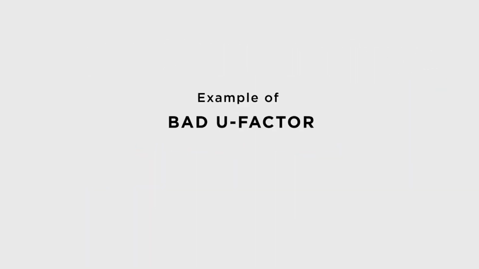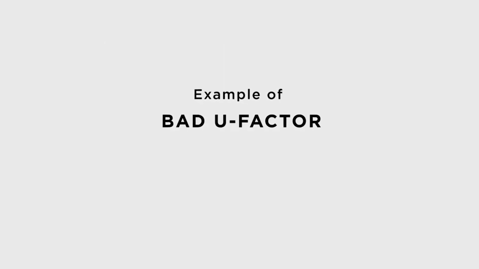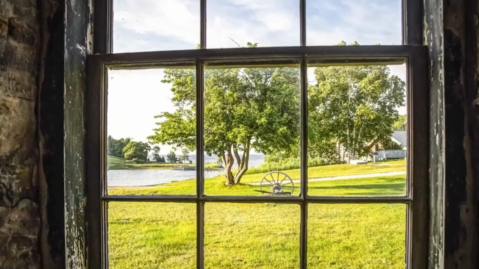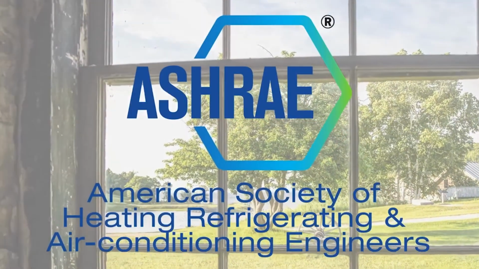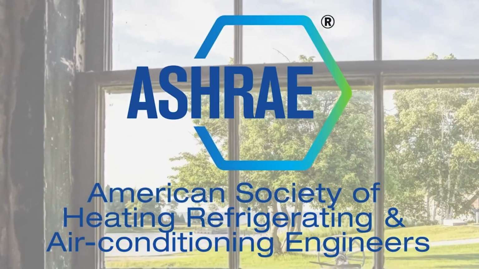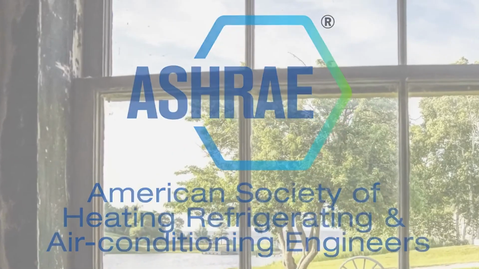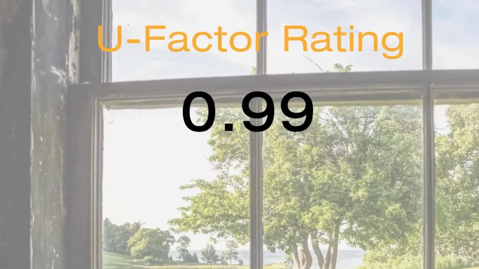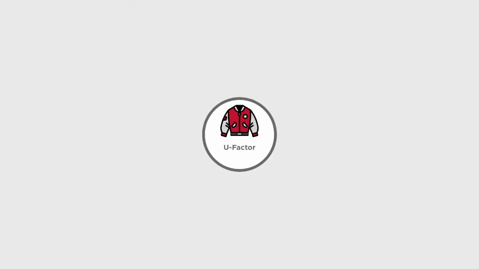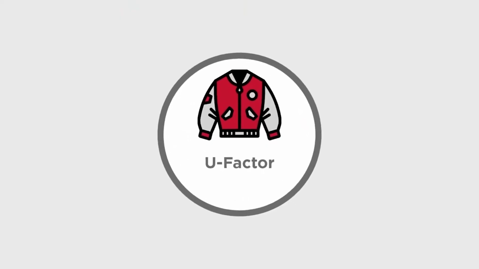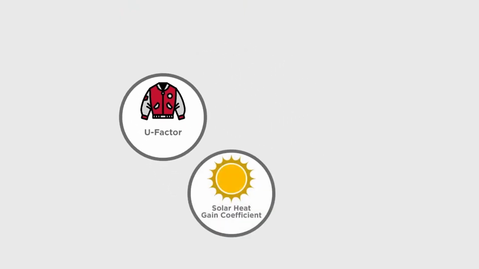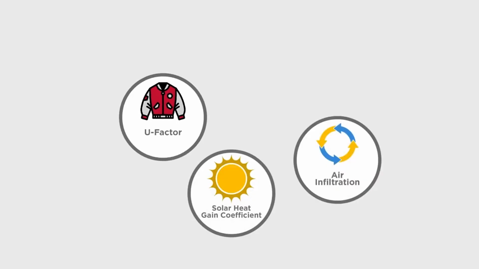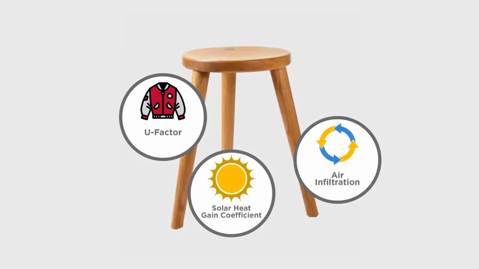If you want to have an idea of an example of bad U-factors, think of an old wood window with single-pane glass. These windows, according to the American Society of Heating, Refrigeration, and Air Conditioning Engineers, have U-factors around 0.99. U-factor is an important thing to consider, but as we've mentioned prior, other criteria like solar heat gain coefficient and air infiltration play an equally important role.